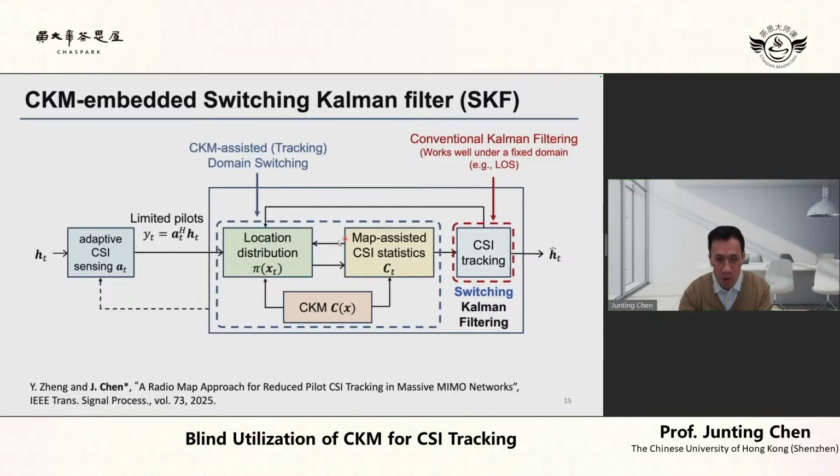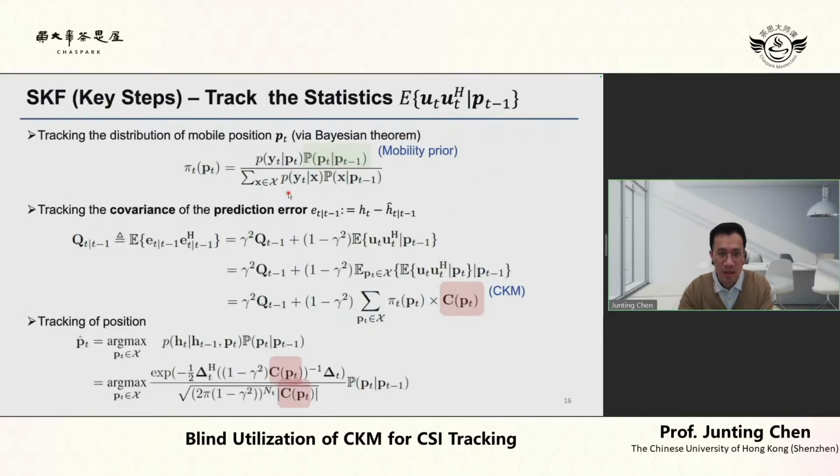Now, what we are going to do is introduce some location-dependent module and a CKM, right, a database, to assist the tracking. And the motivation of that is to assist with domain switching. Switching from line of sight to non-line of sight, or switching from one propagation pattern to another propagation pattern. So let's see what it means.